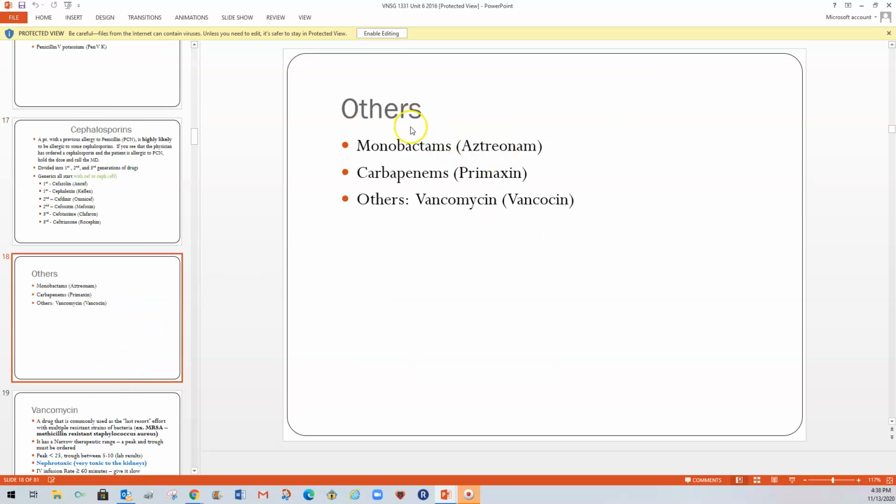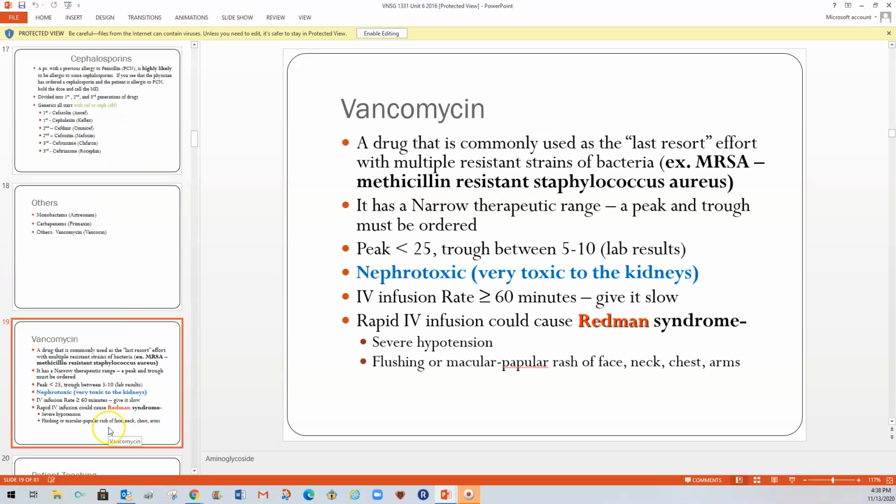Then you have other categories, Primaxin, vancomycin. We talked about that. Vancomycin is the last resort drug. It's used for multiple resistant strains of bacteria. In other words, methicillin resistant staph aureus. That is a strain of bacteria that is methicillin resistant, so no methicillins will touch it, and it's a killer of an infection if you get it.